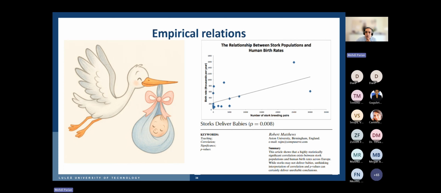Perhaps the most important takeaway from this webinar is this point. It's very easy to draw conclusions from empirical relations, but one should always be cautious about their pitfalls. A good example comes from the statistical analysis comparing the number of stork breeding pairs on the x-axis and human birth rate on the y-axis. One might think that storks deliver babies, so it could be a hypothesis. And the empirical relationship shows the trend, and the p-value for this relationship is actually very low, suggesting that there is a strong correlation.